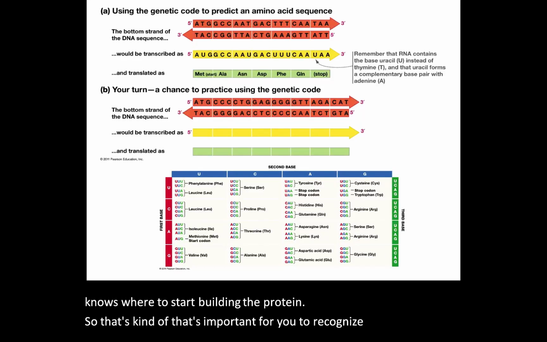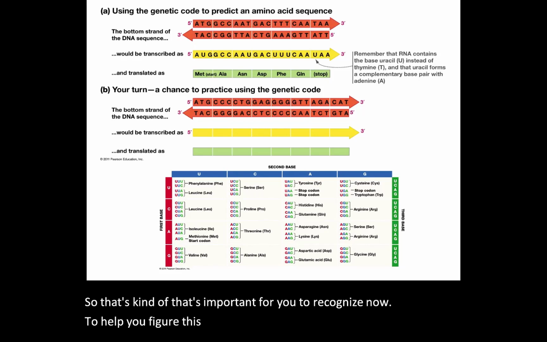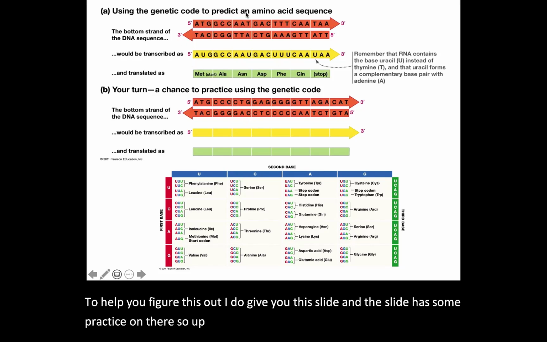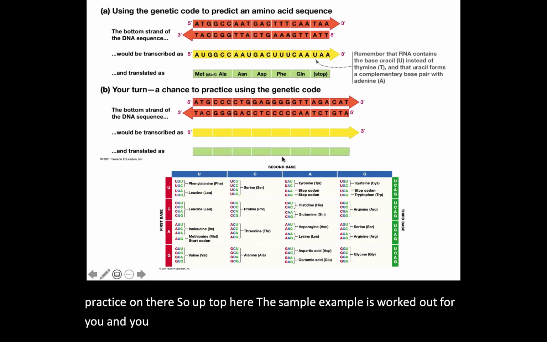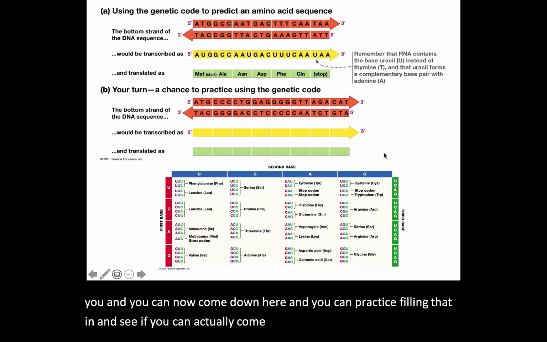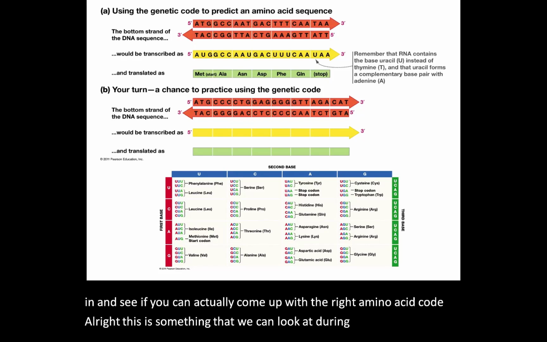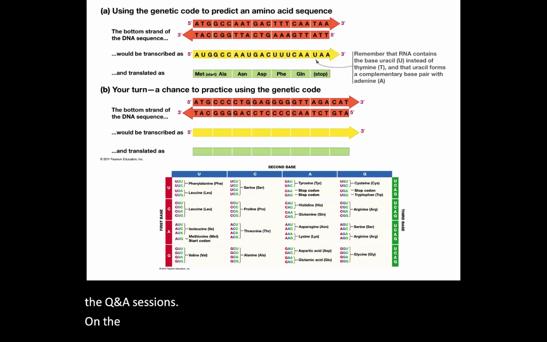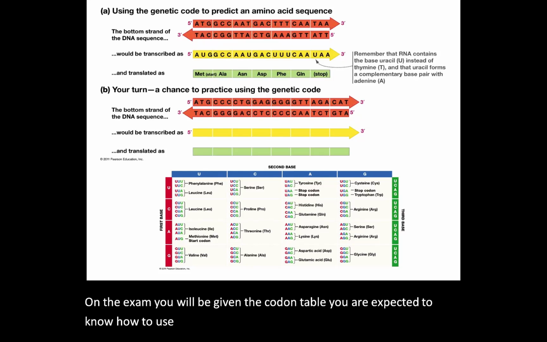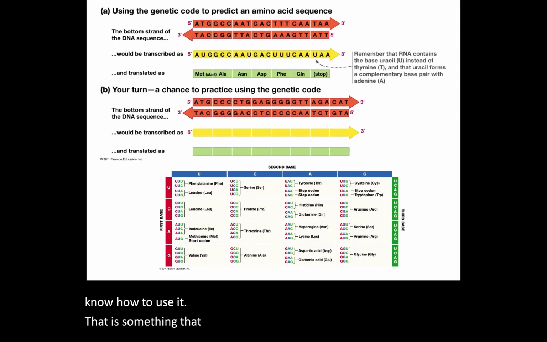Now, to help you figure this out, I do give you this slide, and this slide has some practice on there. All right, so up top here, the example is worked out for you. And you can now come down here and practice filling that in and see if you can actually come up with the right amino acid code. This is something that we can look at during class or the Q&A sessions. On the exam, you will be given the codon table. You are expected to know how to use it. All right. So that is something that will be on the exam.